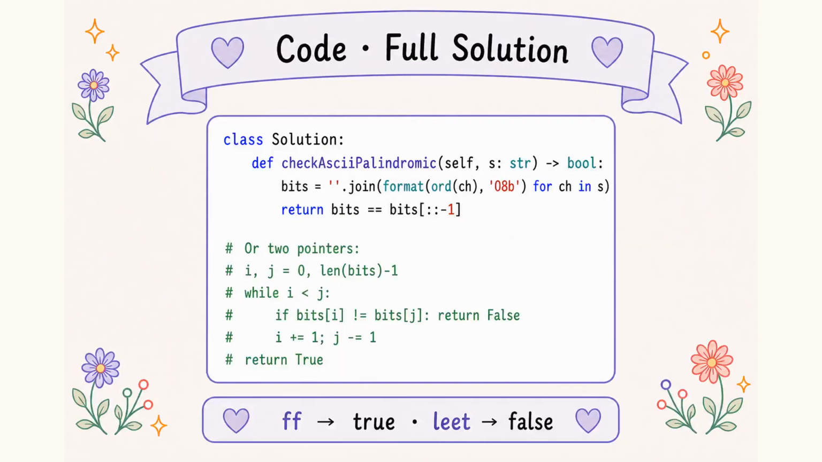Here is the full Python solution. Join format of ord of each character with 08b. Then return whether bits equals bits reversed. You can also use 2 pointers instead of reversing. For FF, this returns true. For leet, this returns false.